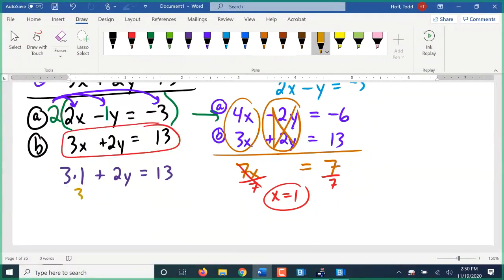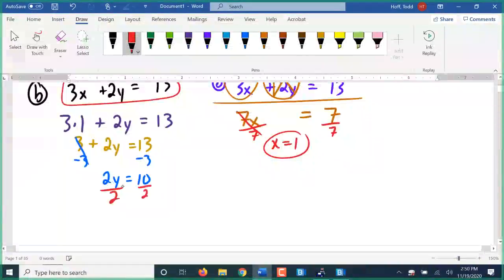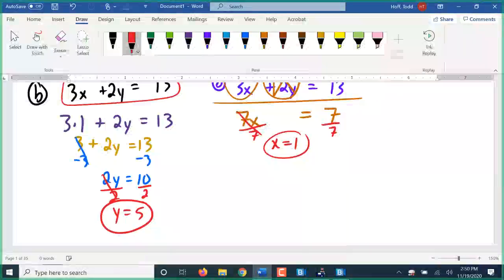3 times 1 is 3 plus 2y equals 13. We'll subtract the 3. 2y equals 10. And we'll divide by 2. Y equals 5. So this tells us that x equals 1 when y equals 5.